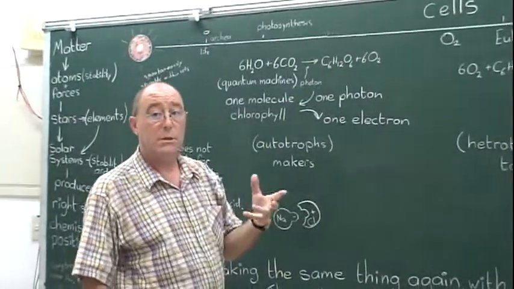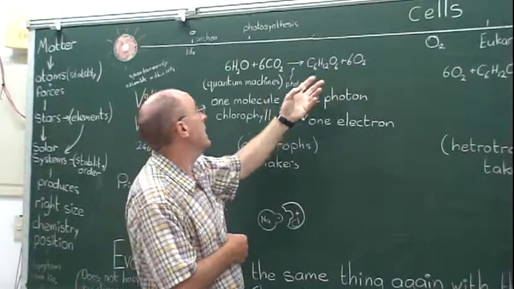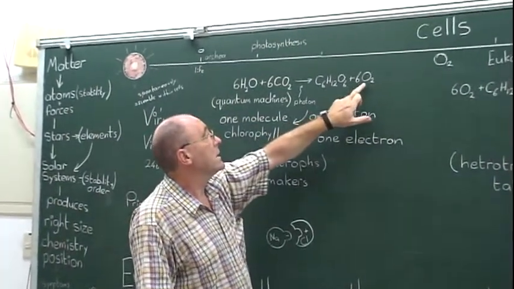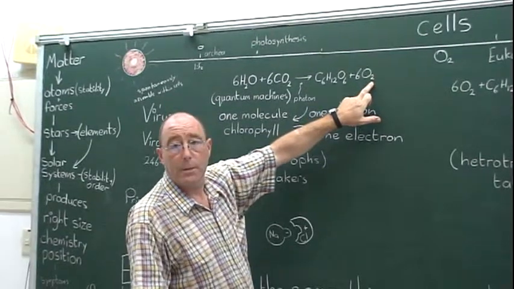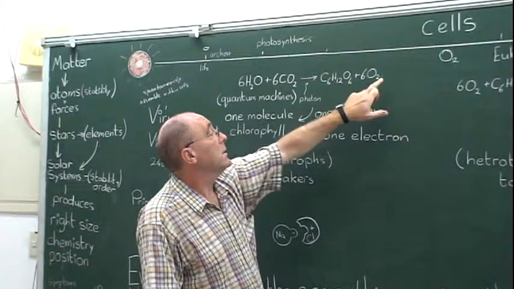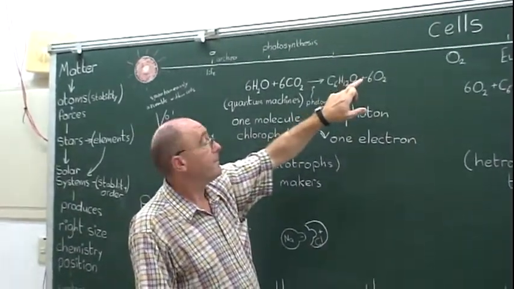C6H12O6. Now all the numbers must add up. I've got to have the same number of atoms here as I have here. Well, if I look here, I've got 6 O2s, which the plant doesn't want. So it starts to throw out oxygen as a waste product.